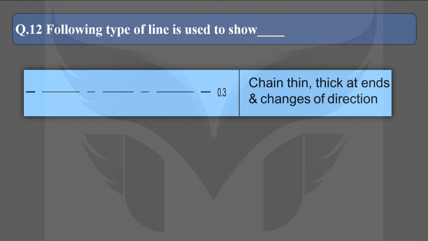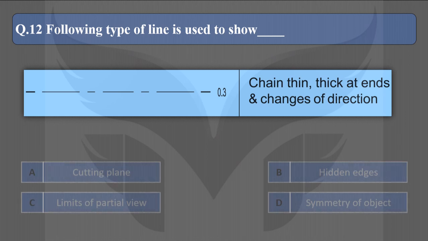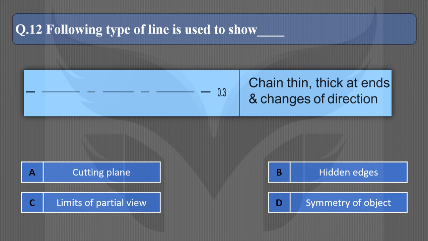Following type of line is used to show, and here are the options. This type of line is called as chain thin line thick at ends, and this is also known as cutting plane line. So here also, in the name of a line, its purpose is mentioned, and that is to show cutting plane. So the correct answer is option A, cutting plane.